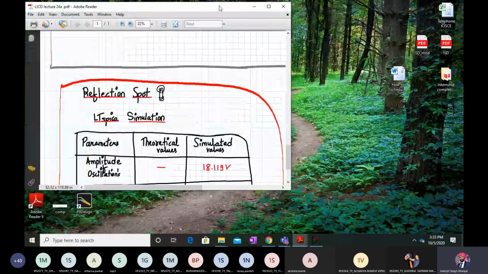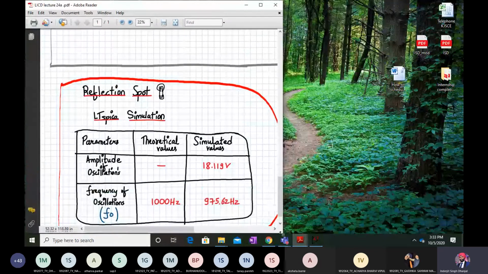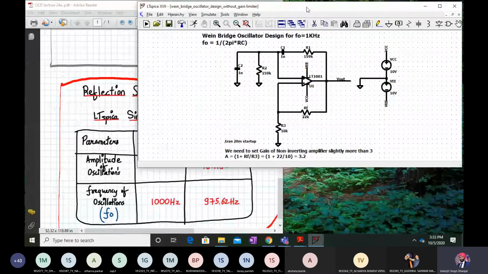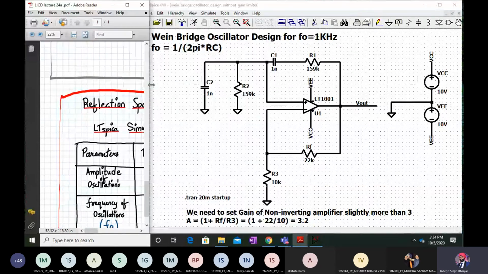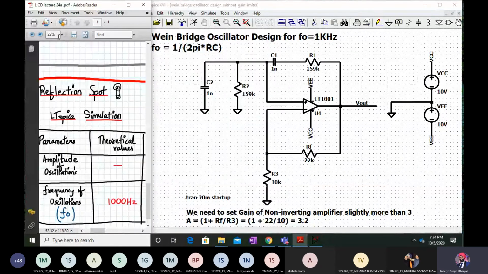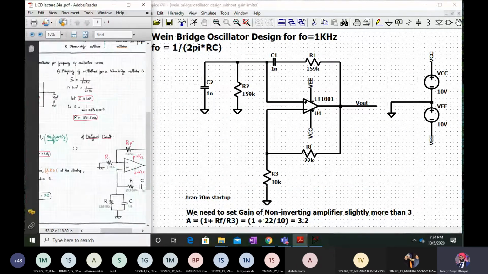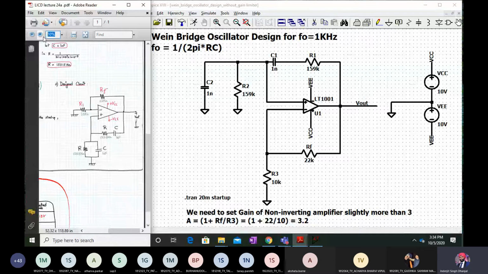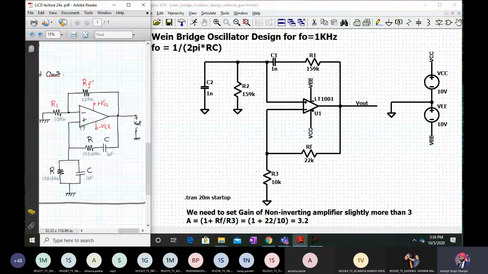Okay, let me adjust this. Now the circuit is already made available for your reference. So this is my Wien bridge oscillator circuit. Let me arrange it. I have to reduce this also. Okay, fine. So basically this is my design circuit. Let me make it around 15. Yeah, I hope that this is clear now.